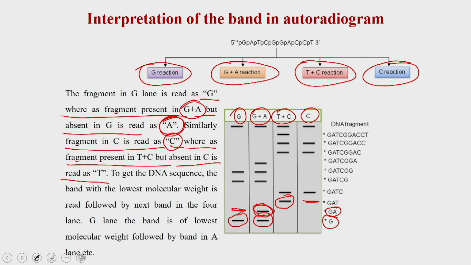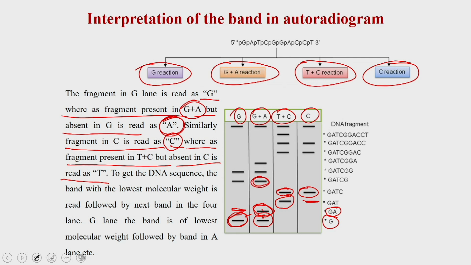Now, in the 4th lane, if you have a band in both the lanes, it is going to be C. Same is true here. So, in this case also you will go in the reverse orientation, which means this is going to be the last nucleotide, then the second last, and the second last, and so on.